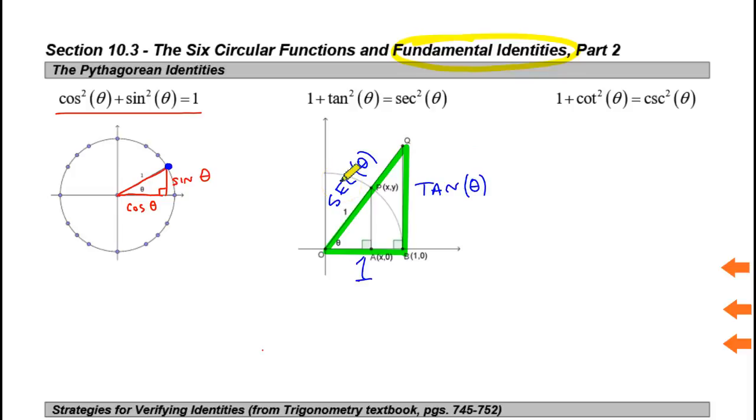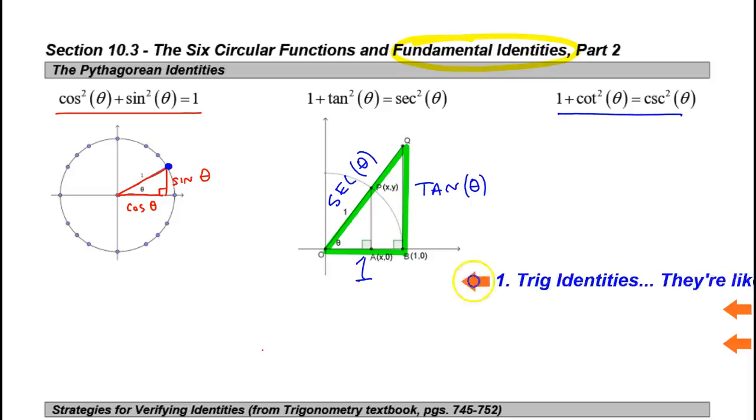I have leg squared plus leg squared equals hypotenuse squared. The only other one that I'll mention is 1 plus cotangent squared equals cosecant squared. Hopefully that is similar enough to the previous one that you can figure that one out. I'm not going to show you the geometric interpretation of that. I just don't think it's necessary. All right, so three big ideas here I want to talk to you about before we get into some strategies and some actual example problems.